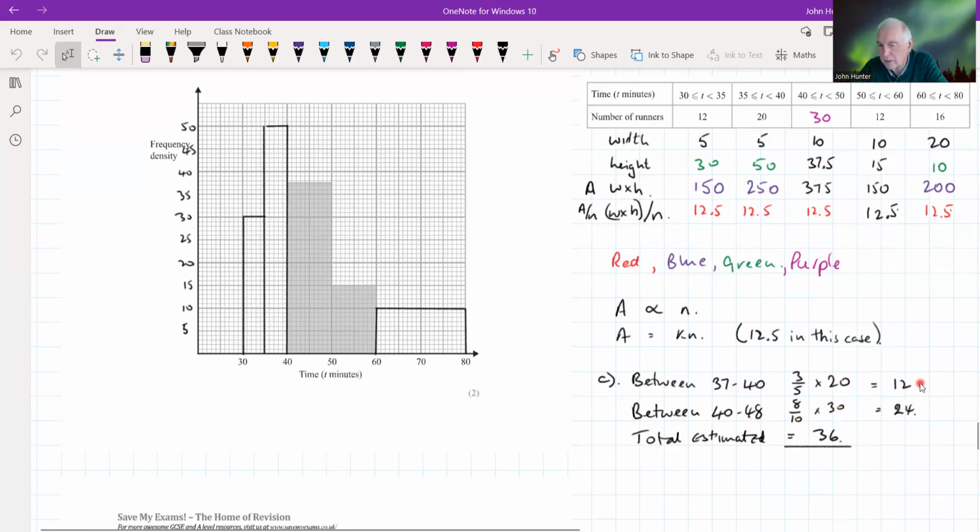So that means there's 12 of the silver medalists in this class interval and 24 in this class interval. Now, these are estimates. We don't know the actual number, but we're assuming that the numbers are spread evenly through these class intervals, and that's what this gives us. So the total estimated silver medals is 36.